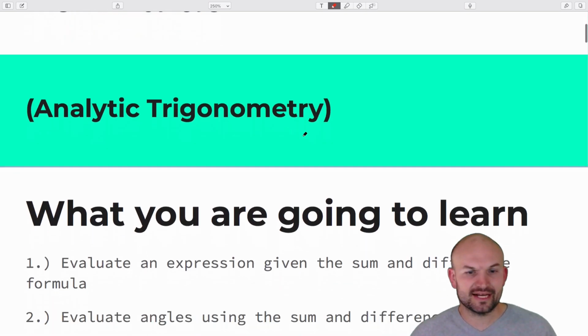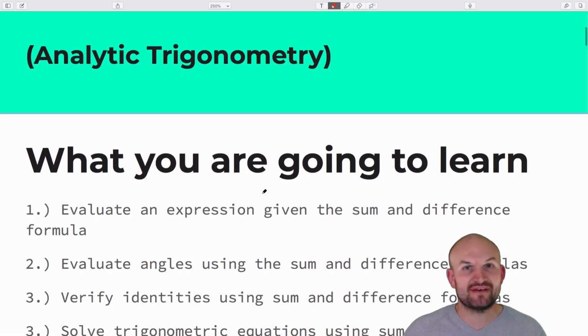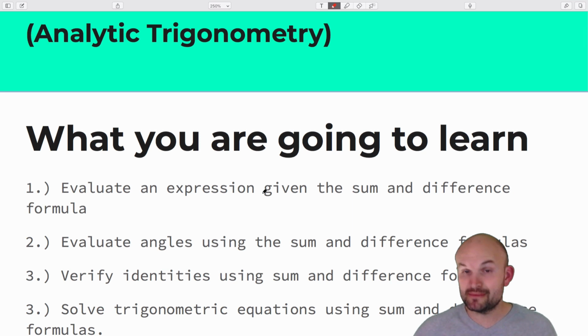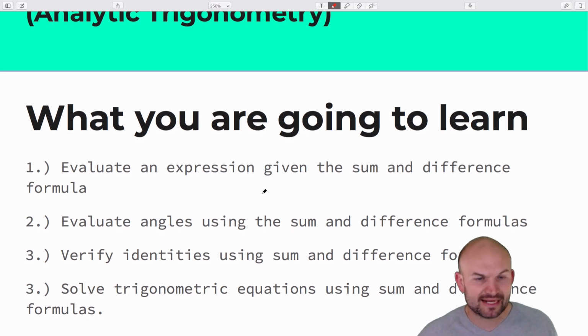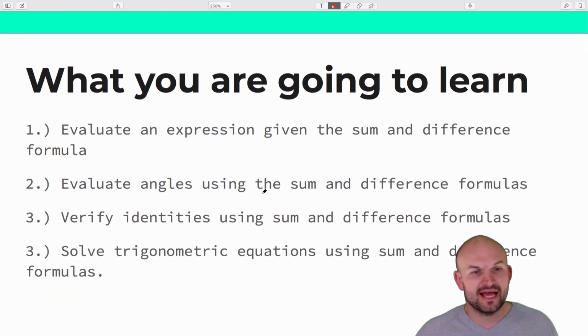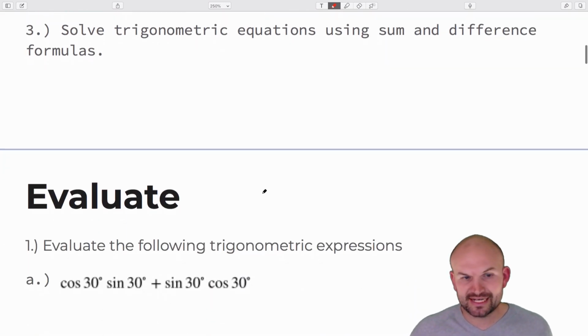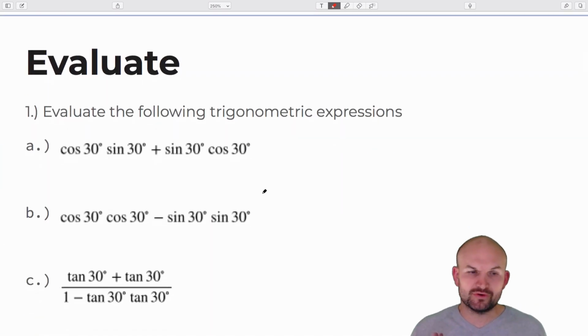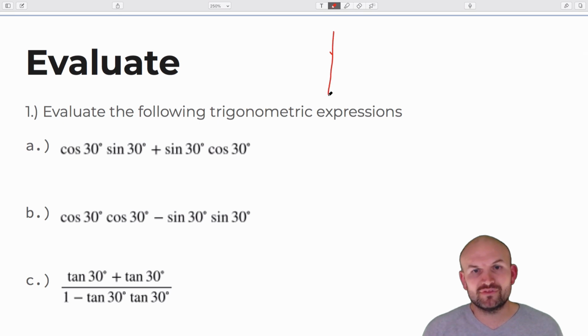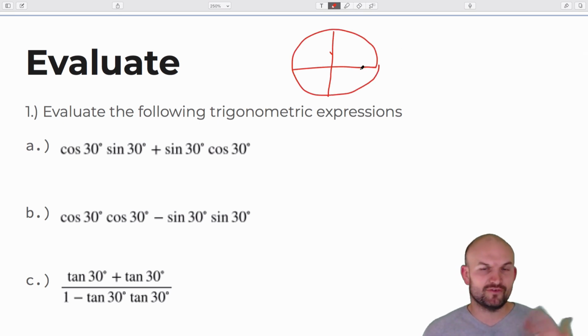So what we're going to cover in this lesson is how to evaluate expressions using the sum and difference formulas, how to evaluate angles using the sum and difference formulas, as well as how to verify identities and solve trigonometric equations using the sum and difference formulas. The way I started off this class was by doing a review with my students, giving them some expressions and saying, let's evaluate this. Let's remember the unit circle because it's so important in this chapter for understanding these values.